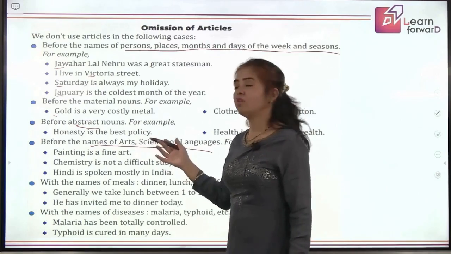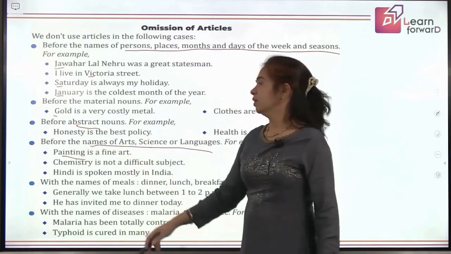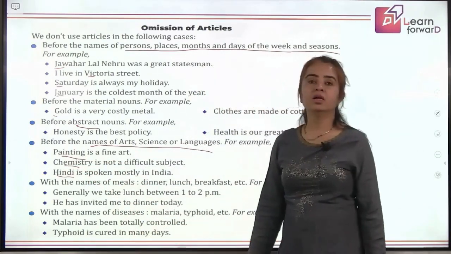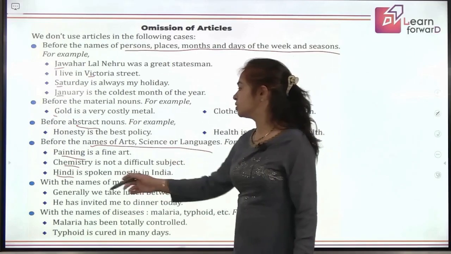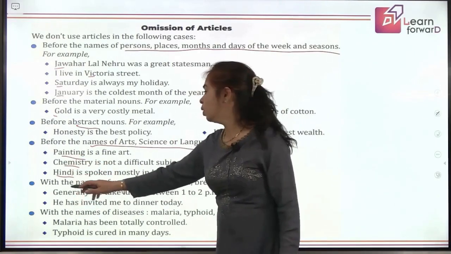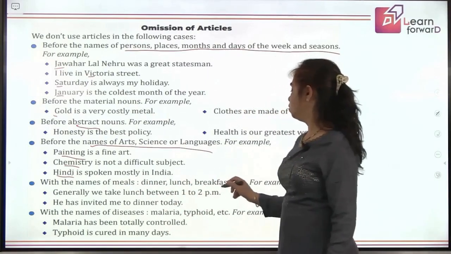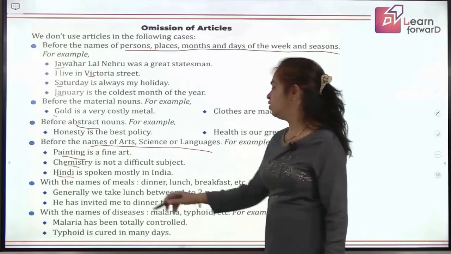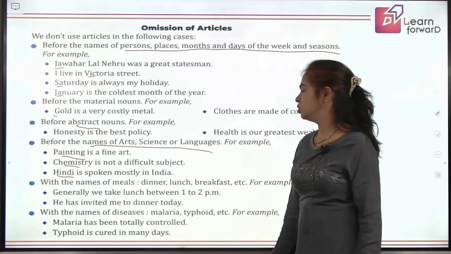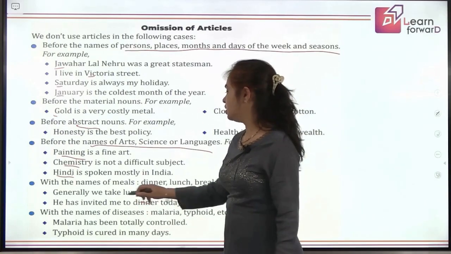So with names of arts, science, or even languages like painting, chemistry is a subject. Hindi is spoken mostly in India. So these are languages. These are the subjects, the art and science subjects. With the names of meals, dinner, lunch, breakfast, we do not use the. Generally, we take lunch between 1 to 2 p.m. He has invited me to dinner today. I'm not using the here before the meals.